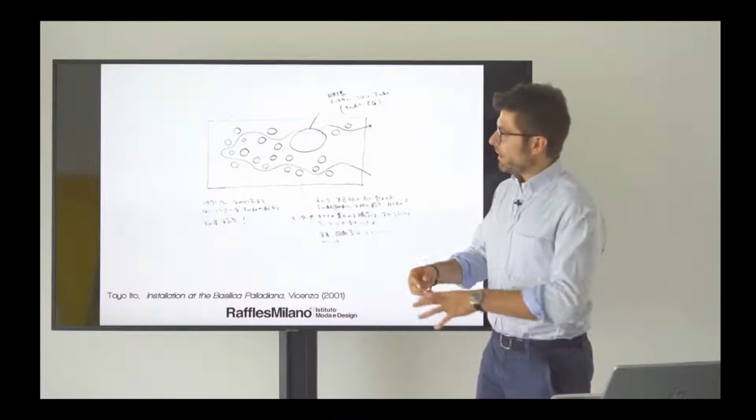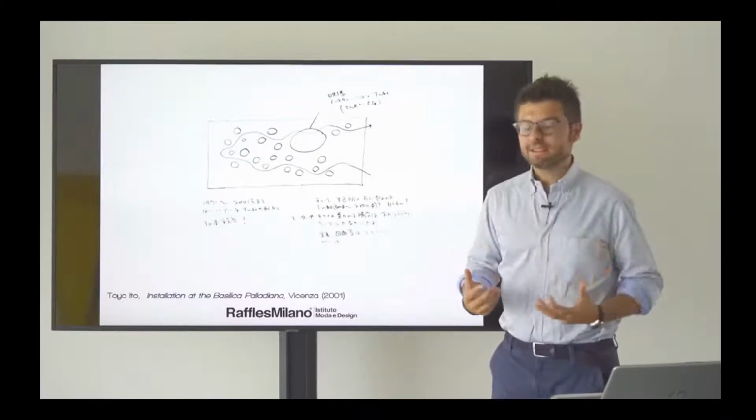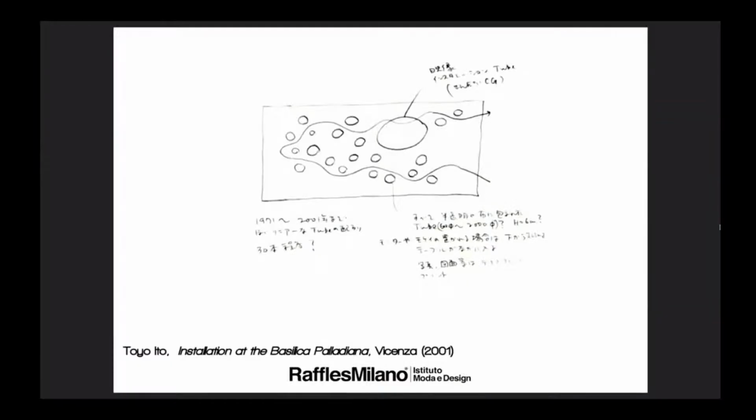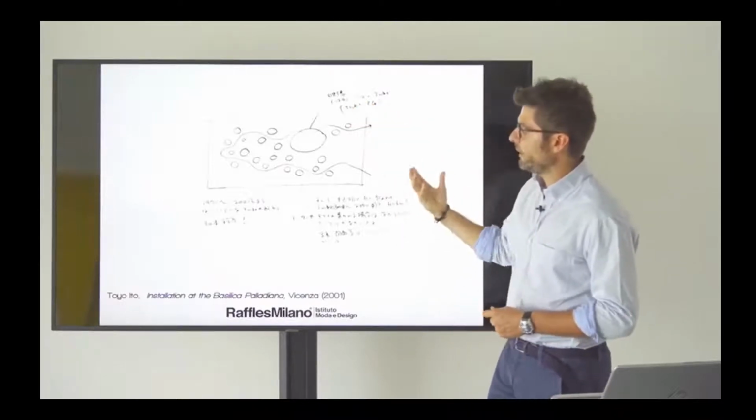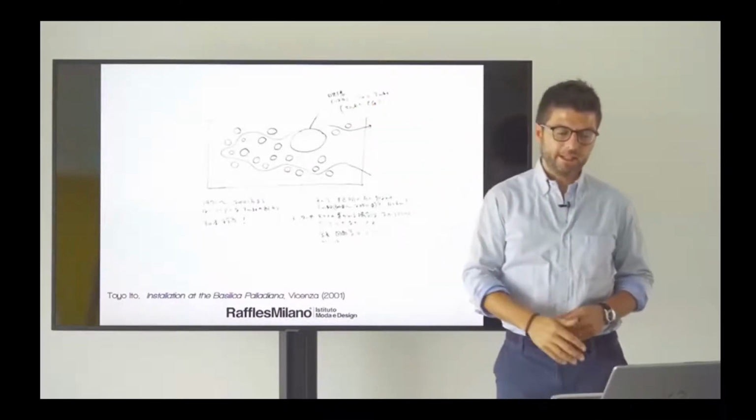Another sketch can be about the distribution and the way you move inside the space, and this is the sketch made by Toyo Ito. So the presence of a series of elements apparently in a random way, but with a really strong pathway that crosses the whole space. And inside each space there is the definition of the function that these areas have.